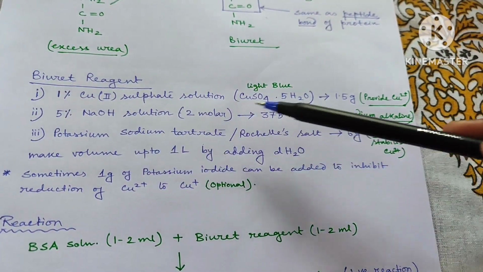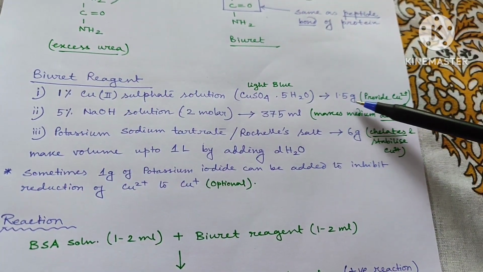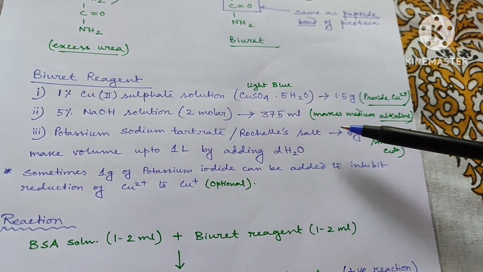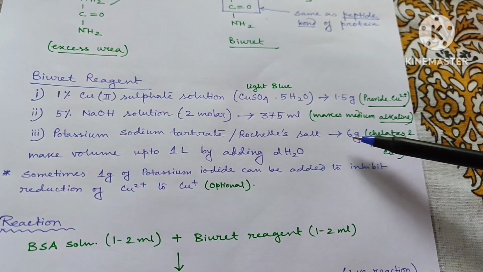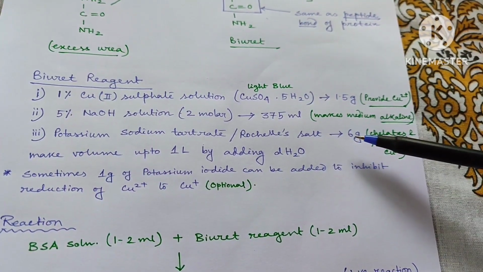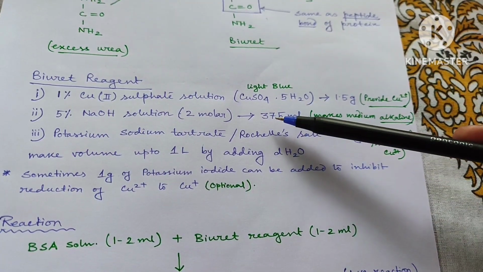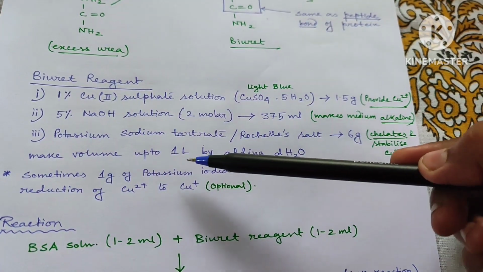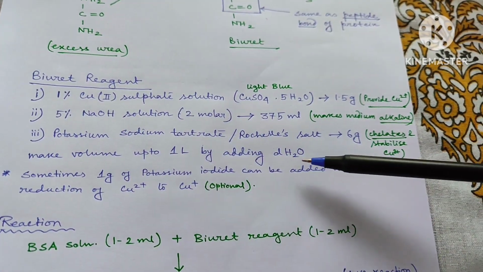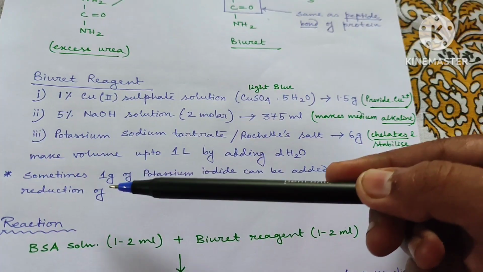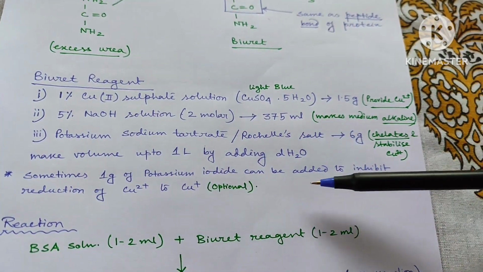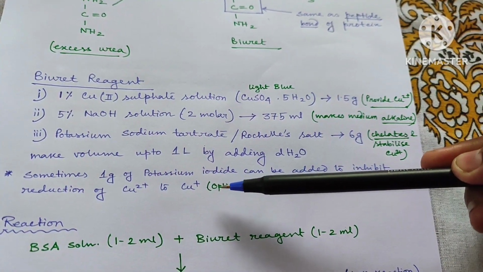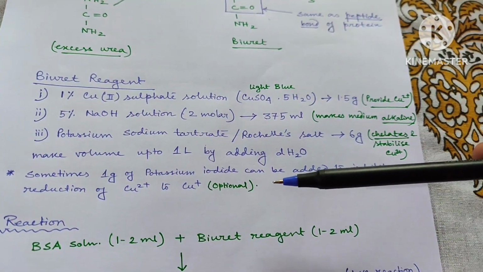Okay. Now, you need to add 1.5 gram of copper sulfate, and then 6 gram of Rochelle's salt in 500 ml of distilled water. After that, add 375 ml of NaOH in that solution, and at last make up the solution up to 1 liter by adding distilled water. Okay. Now, sometimes potassium iodide can also be added to this solution to inhibit the reduction of cupric ion to Cu+, but this is an optional step.